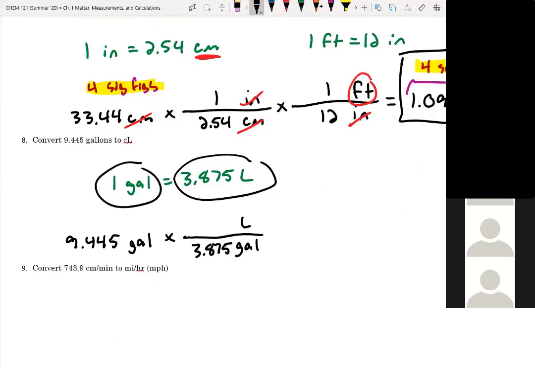And the 1 should be paired with the, oh, shoot, I even mixed up. Holy cow. I need more coffee, I guess. 1 should be paired with the gallon unit, right? So that's going to be on the bottom with gallons. And then the 3.875 should be on top with our liters unit. So like I said, I even goof this up sometimes when I'm moving too fast.